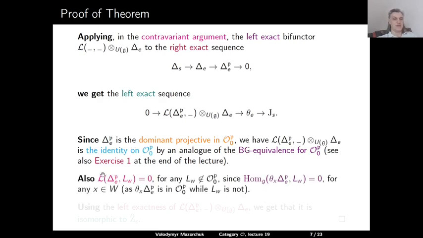Also note that if we take L from Δ(E,P) to L(W), where L(W) is not in the parabolic category, we get 0. This is because for any projective functor θ_S, the image of Δ(E,P) under θ_S is in O_0^P and L(W) is not. So the Hom_G from this translation of Δ(E,P) to L(W) is 0. So this implies that this image is 0. And hence, this functor, which we are interested in, kills all simples outside O_0^P. Since this functor is left exact by definition, it follows that it is isomorphic to the dual Zuckerman functor Ẑ_S.